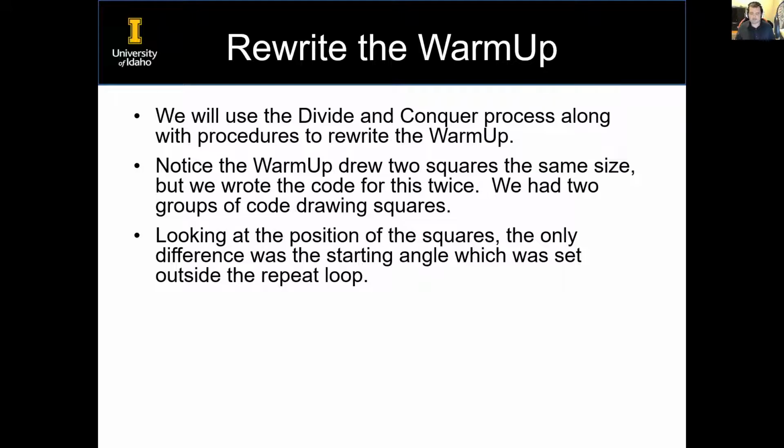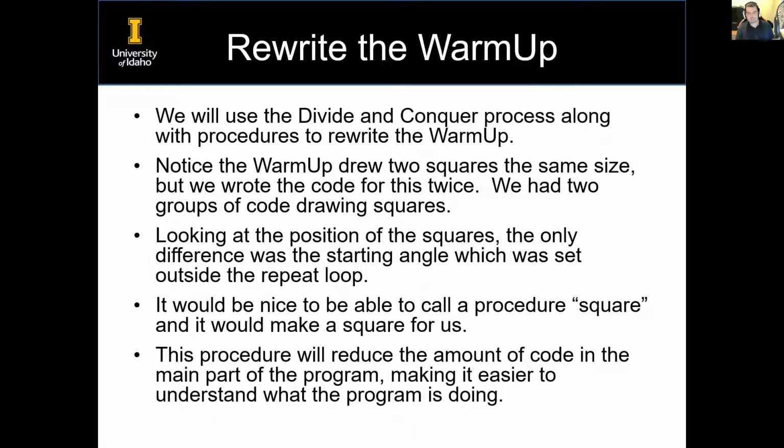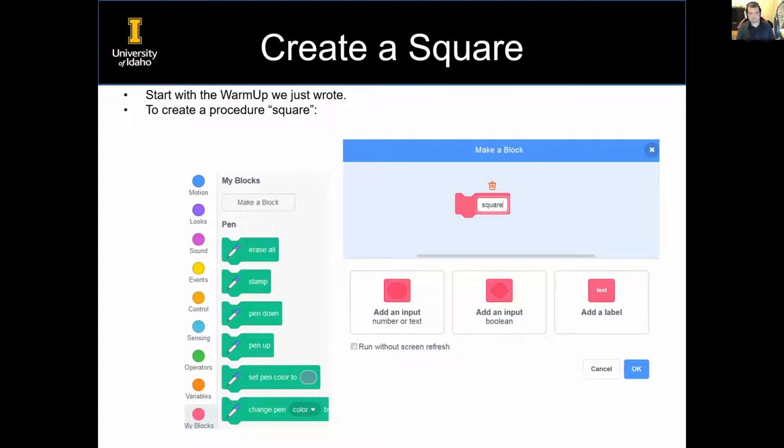Because you can go back and look at your code and say, hey, I was repeating myself right here. This could be simplified into a better piece. And you can go back and edit code and make it so it looks nicer and behaves better. So looking at the squares, the only difference was the starting angle, which we can take care of. It'd be nice to be able to call a procedure square, and it just draws a square for us. It'll reduce the amount of code, make it easier to understand, and we don't have to provide as many comments because we don't have to comment on each individual one separately.